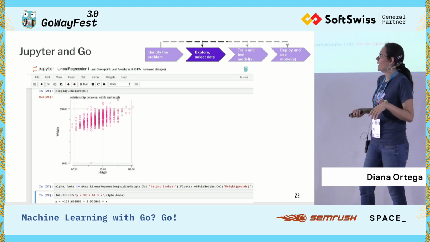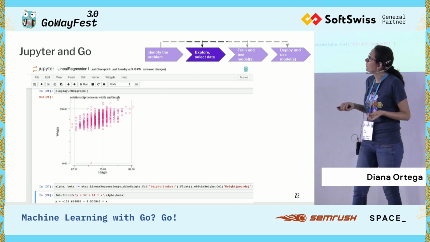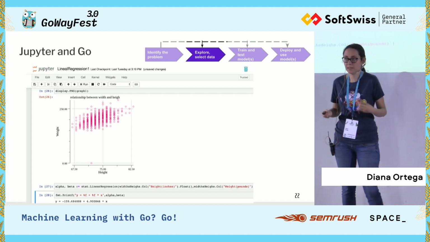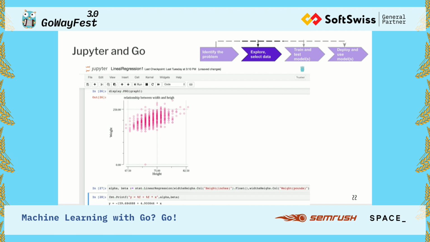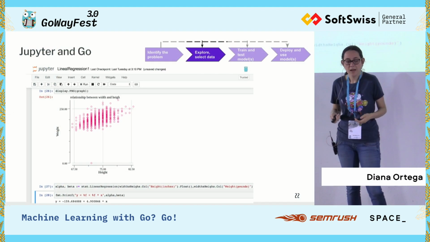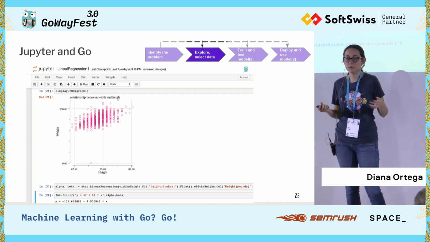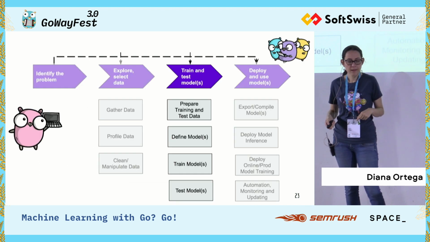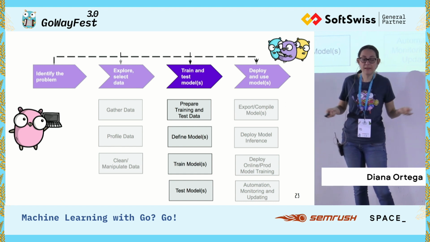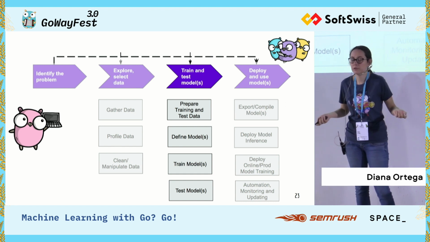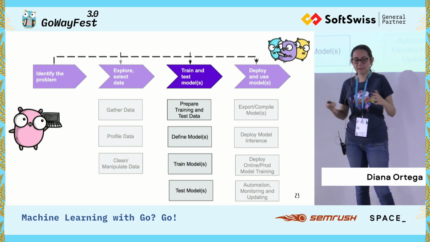And there is a tool called a notebook that is very used by data scientists, which allows them to see the data and to test some things before developing a real model. One of the most popular notebooks is Jupyter, and you can use Jupyter with Go. Okay, I explored my data, and I found that I can use Go tools to do that. That's good. Let's pass to the train and test model.